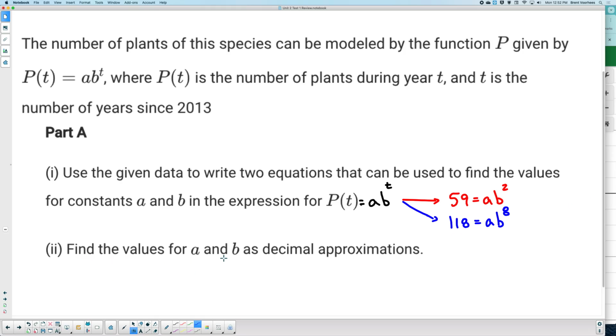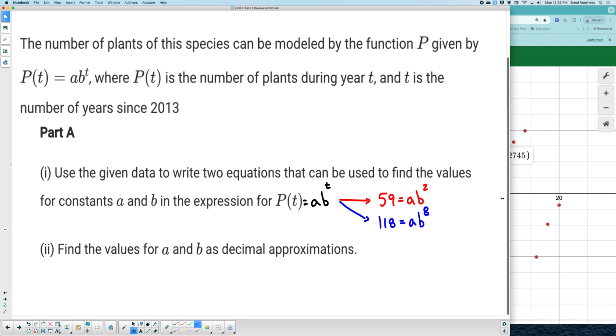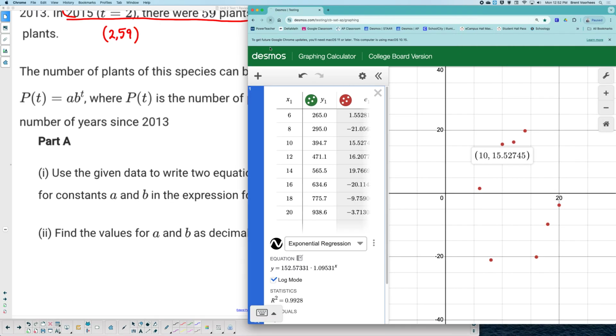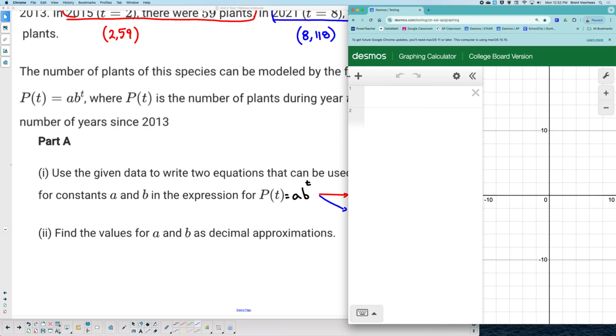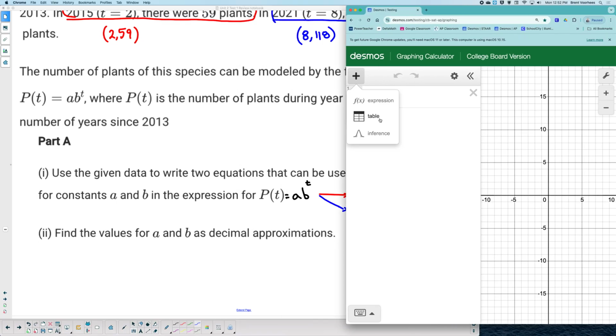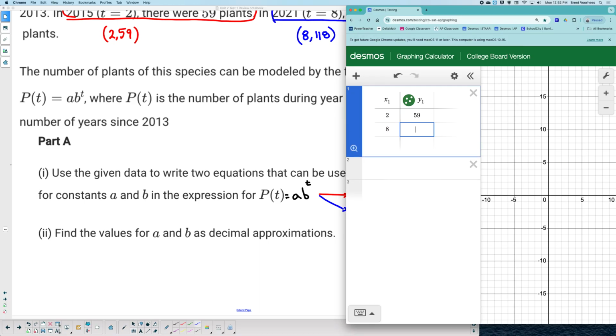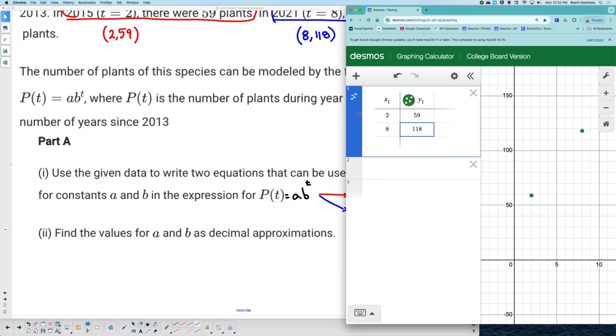So part 2 says find the values of A and B. We don't actually have to do any crazy math. You can use your calculator. Let's do that now. So I'm going to plug in my points. I'm going to add a table. I'll type these in. My first input's 2. My first output was 59. My second input was 8. My second output was 118. I'm going to do a zoom fit.